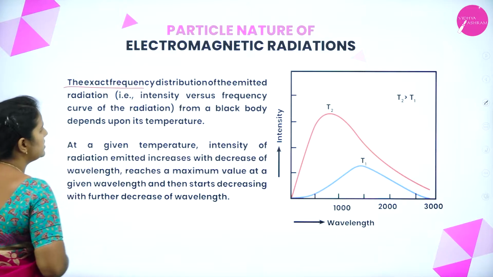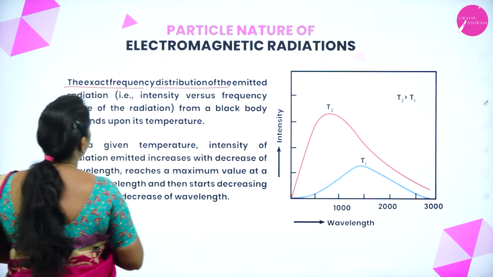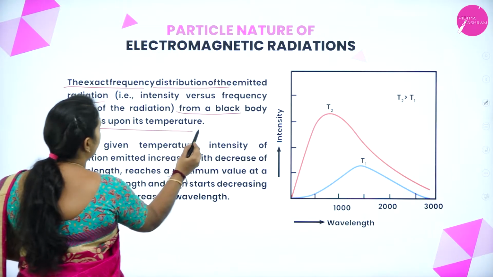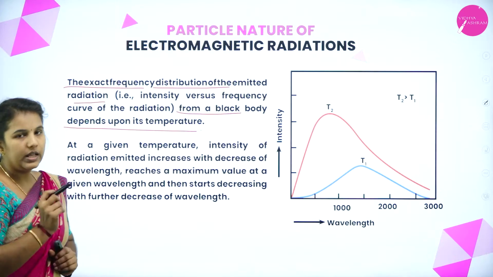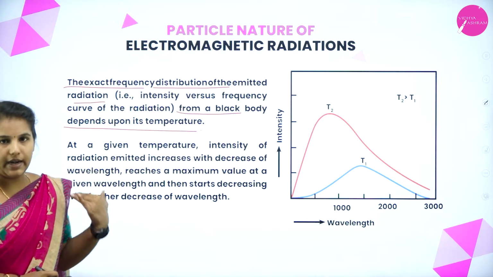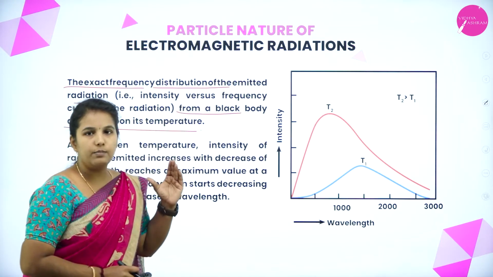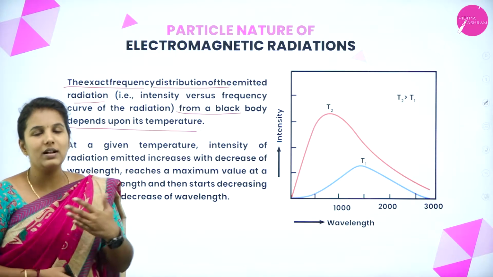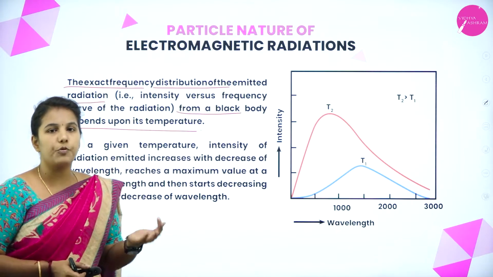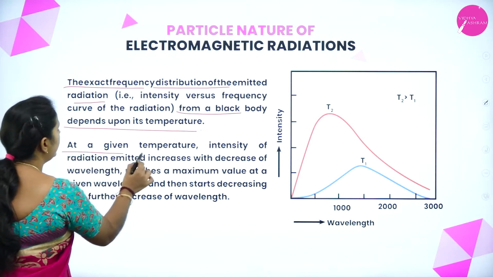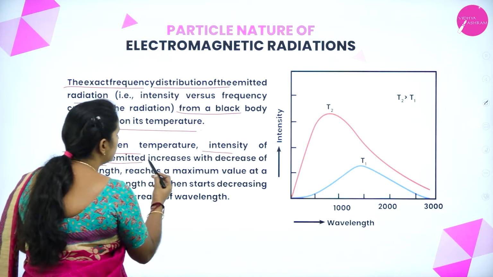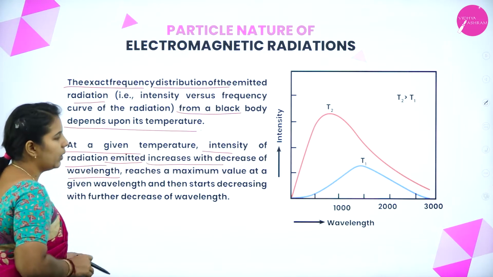The frequency distribution of the emitted radiation from the black body always depends upon the temperature. He says that the frequency distribution of the emitted radiation from the black body always depends upon the temperature. At a given temperature, the intensity of radiation emitted increases with decreasing wavelength.